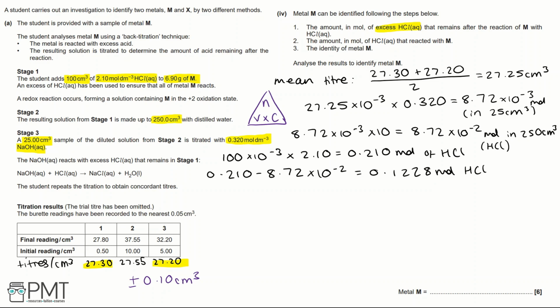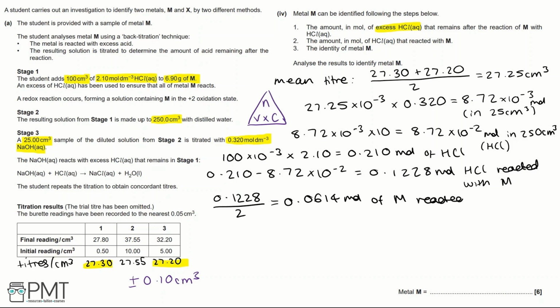So we know from the part 1 equation that we have 2 hydrochloric acids for every 1 M. So we need to divide this by 2 so that we can work out the moles of M that's reacted. So that's going to be 0.1228 divided by 2, which equals 0.0614 moles of M that's reacted.